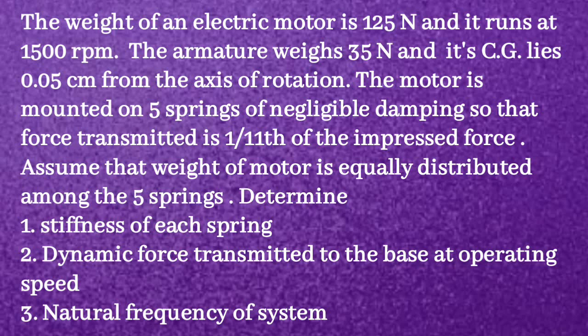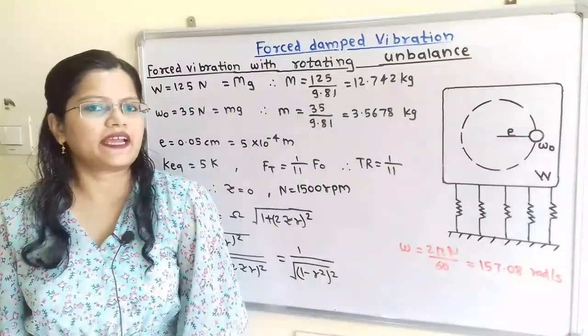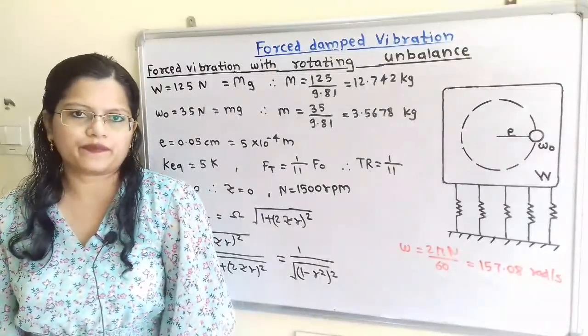Determine first, the stiffness of each spring. Second, the dynamic force transmitted to the base at operating speed. Third, the natural frequency of the system. Let us understand the given data with the help of a diagram.